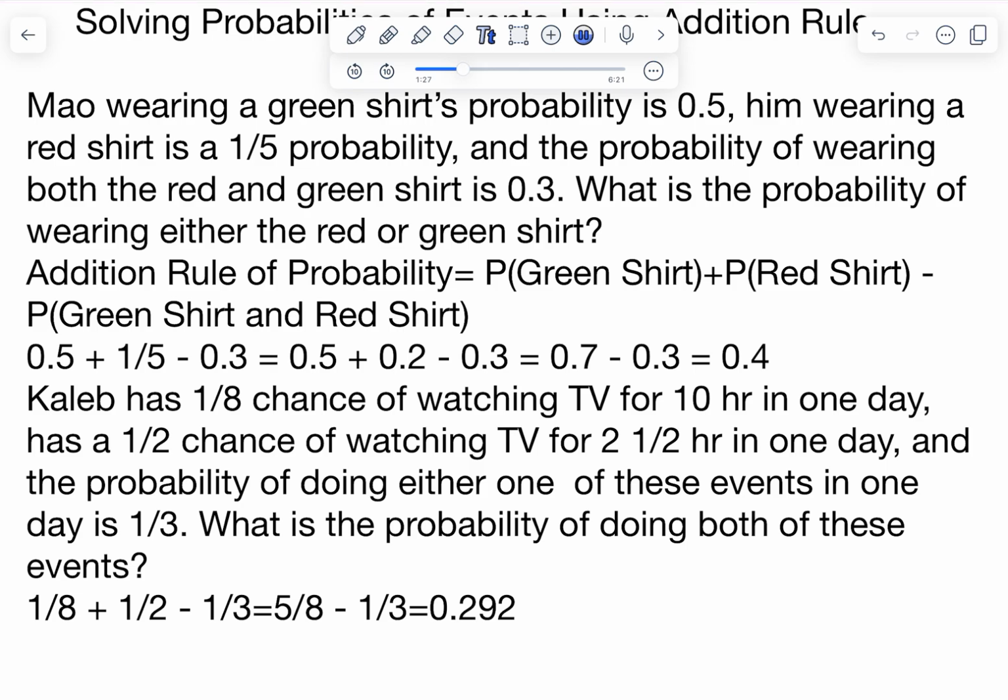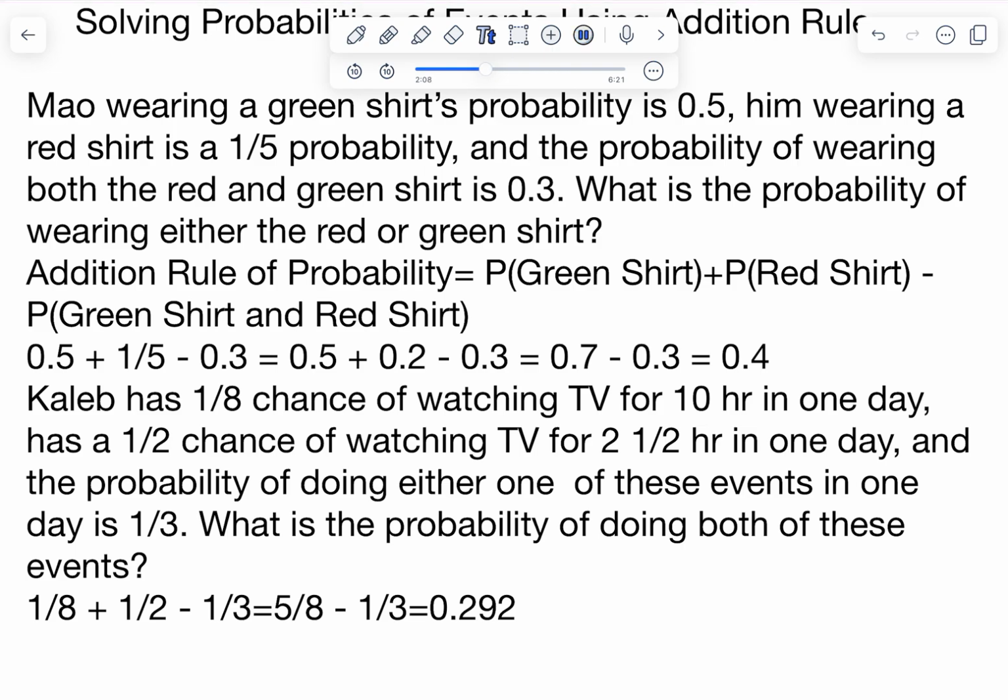But in this case, you just have to add the probability of the green shirt plus the red shirt. So you add those two probabilities, and they act like events in the scenario, right? Maya wearing it is like a scenario. So the green is 0.5 and the red is 1/5, and that is equal to about 0.2.